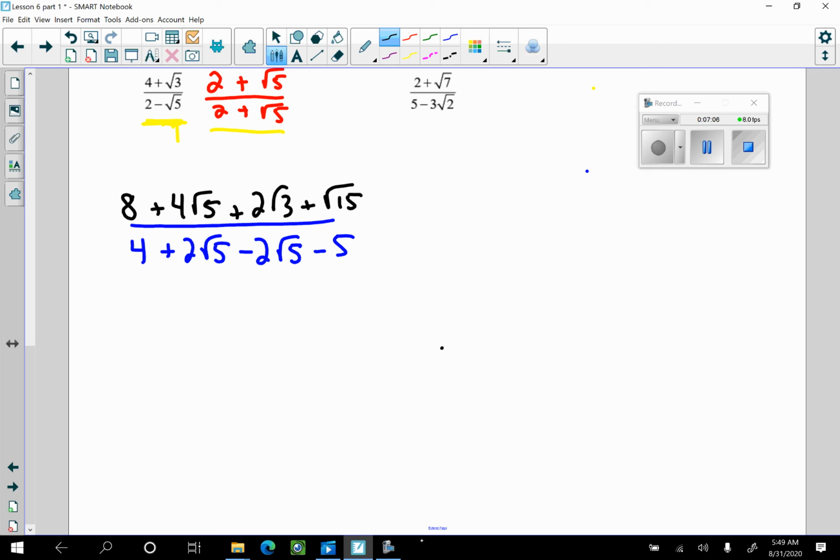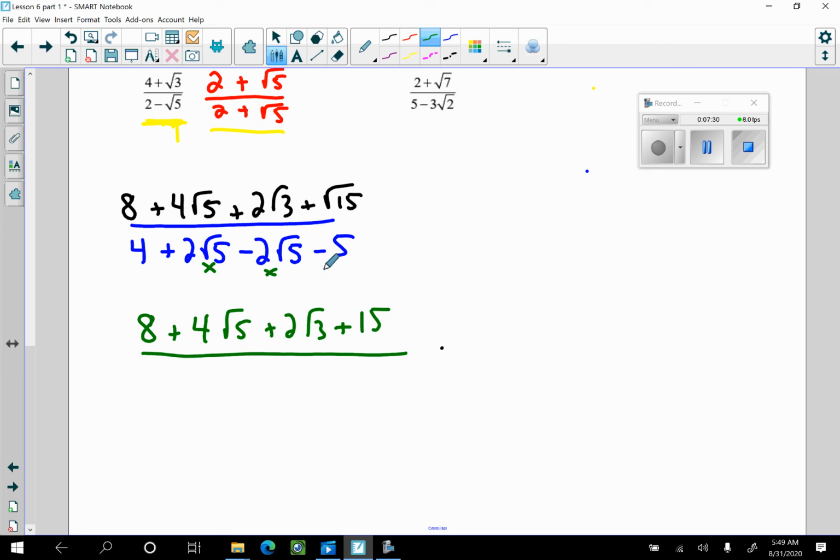Let me extend the page, and you have the bottom of your notes. So the top is simplified already. The bottom then is just going to be this. 8, the top is going to be 4 square root of 5 plus 2 square root of 3 plus 15. And then the bottom is going to be a single number. These cross off. These subtract away. So I have 4 minus 5 is negative 1.